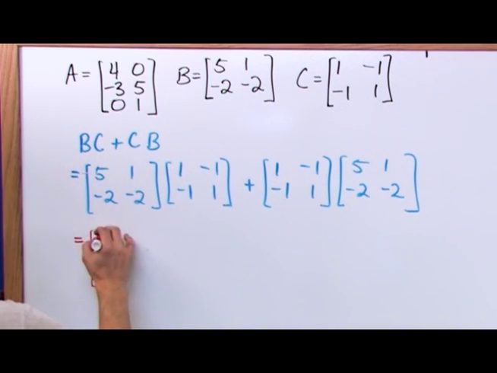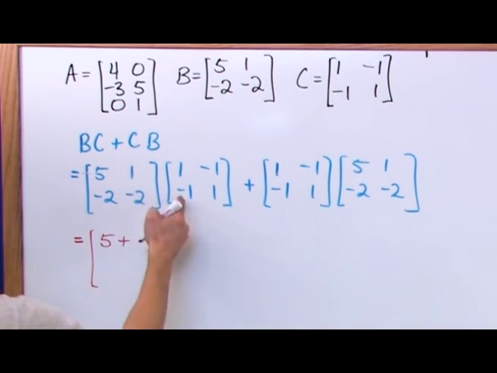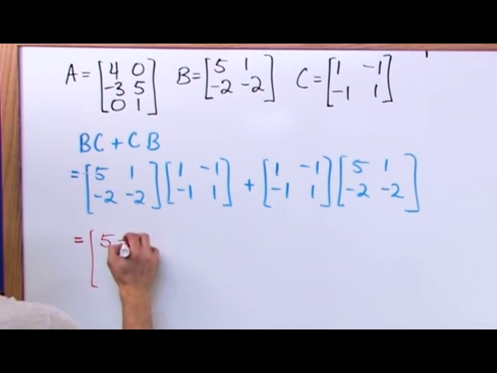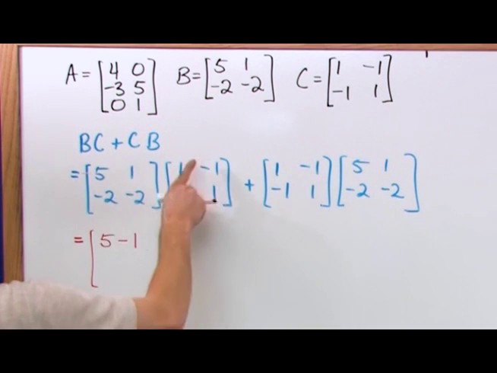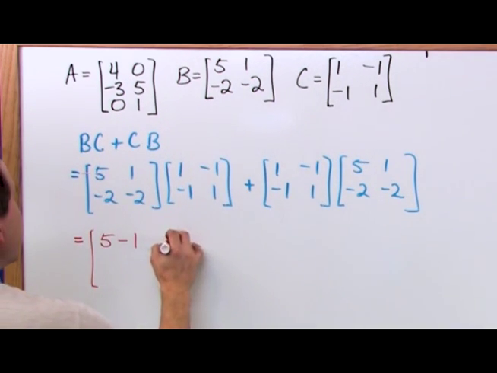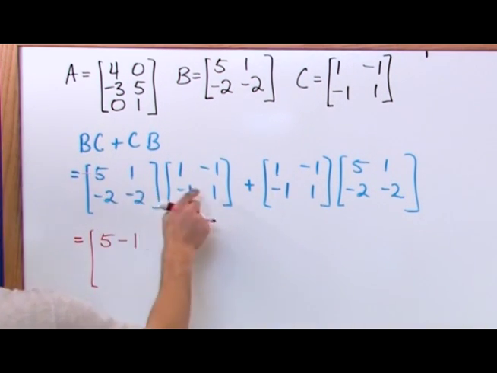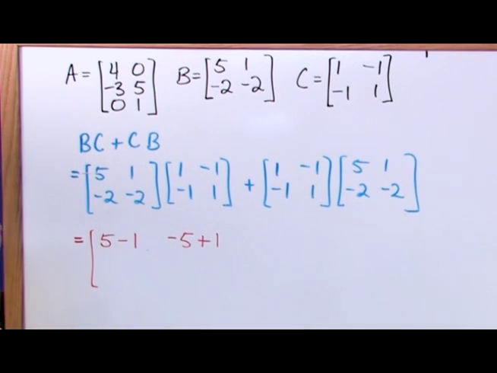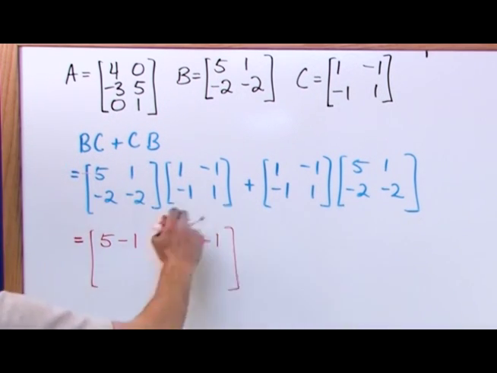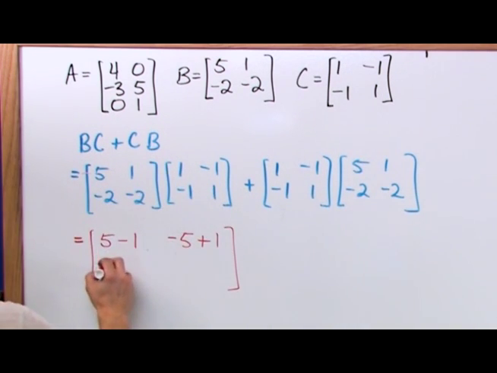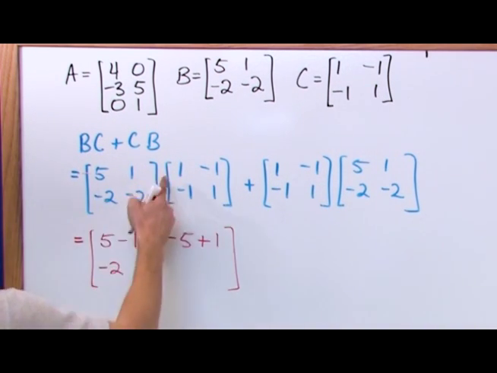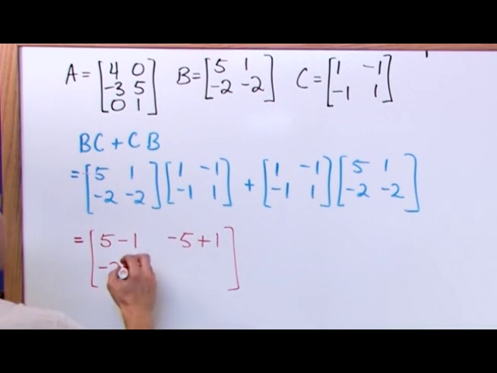5 times 1 gives me 5, plus 1 times negative 1 is going to give me negative 1. So it's 5 minus 1. We went over and down. Now let's go to the next column. Over and down. 5 times negative 1, negative 5, plus 1 times 1 is 1. Okay? So we're done with that. Now let's go to the next row, going over and down. Negative 2 times 1 is negative 2. Over and down. Negative 2 times negative 1 is plus 2.